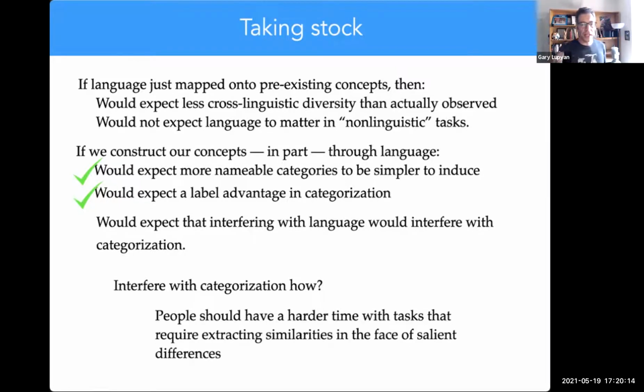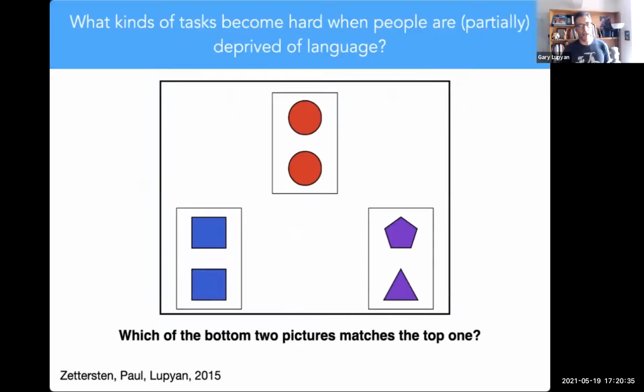In particular, people should have a harder time in the absence of language, or with limited language experience, or when language is interfered with, in tasks that require people to extract similarities in the face of salient differences. Here is perhaps an extreme example of such a task, relational match to sample. In this task, people are supposed to learn that these two circles go with these two squares because they're both instances of this very abstract category of sameness. So you're supposed to not care that these are circles and these are squares, these are red things, these are blue things, but that the relationship between them is what matters.